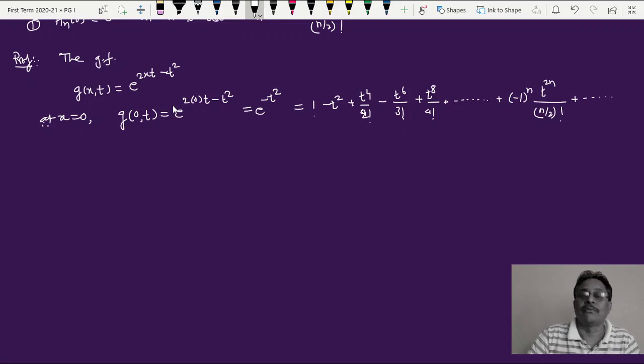So for the 0th term it is 0 factorial, 1 factorial, 2 factorial, 3 factorial, 4 factorial, and alternate terms are plus and minus. So the first term is plus, second is minus, third is plus, fourth is minus. The powers 0, 2, 4, 6 are even. Whatever n I am taking, this power is twice n. For n equal to 0, t raised to 0; n equal to 1, power is 2; n equal to 2, power is 4. Likewise, this is t raised to twice n.